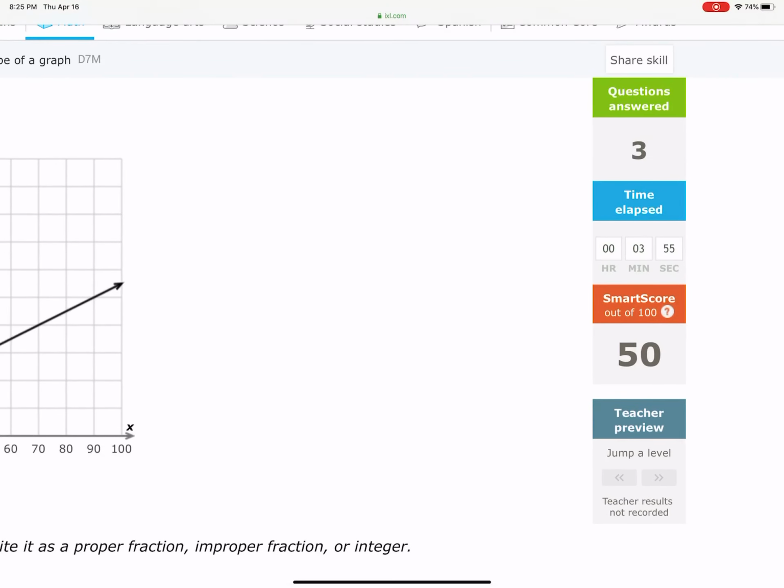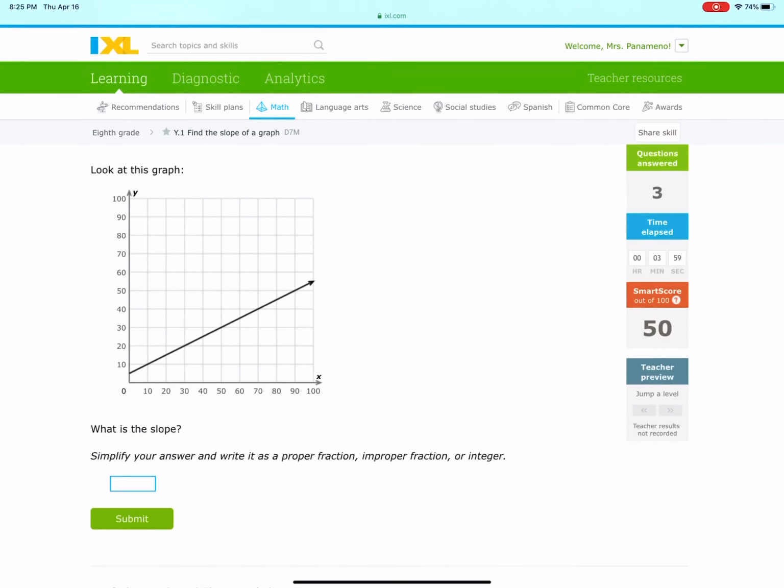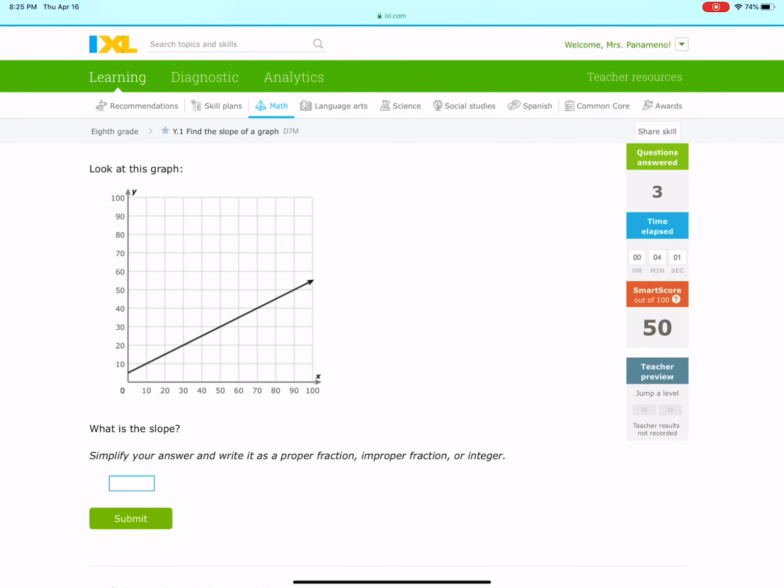And at this point, I've gotten them all right. So I have 50%. So if I were you guys, I wouldn't guess on these. I would do it slowly, make sure I'm right, and then answer them. The more you get correct, the less you get wrong, the less you have to do to get 100%.